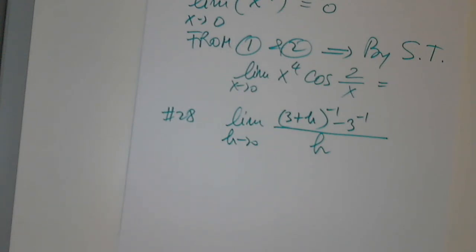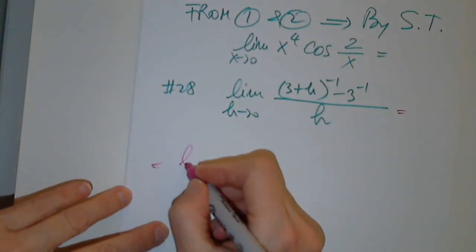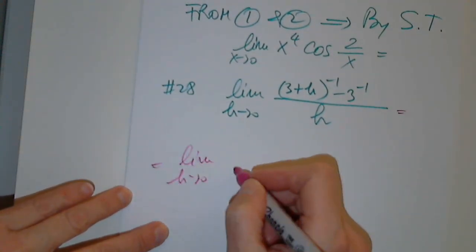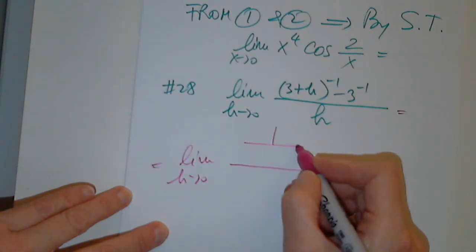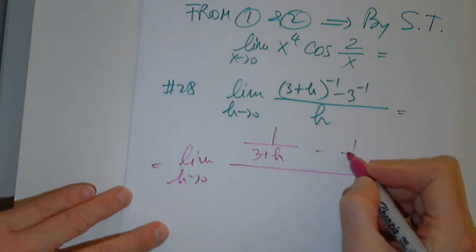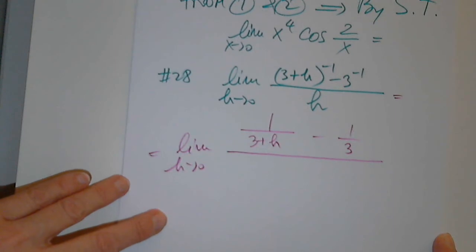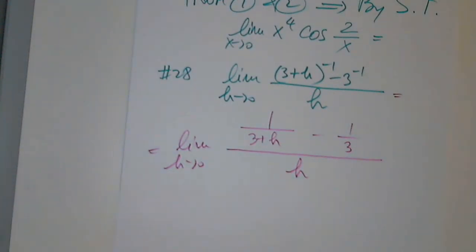What does 3 plus h to negative 1 mean? Isn't it 1 over 3 plus h? Of course, thank you very much. Please remember that. Any negative power means 1 over the base to that positive power. So we're back to the problem we looked at today in that quiz, which you don't have to turn in. Obviously, it requires way more work.